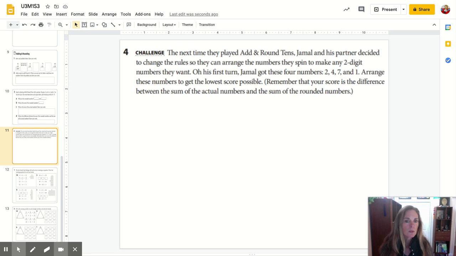The challenge: the next time they played add and round tens, Jamal and his partner decided to change the rules so they can arrange the numbers they spin to make any two-digit numbers they want. On his first turn, Jamal got these 4 numbers. Arrange the numbers to get the lowest possible score. Remember, your score is the difference between the sum of the actual numbers and the sum of the rounded numbers. So that's your challenge. It requires some thinking.